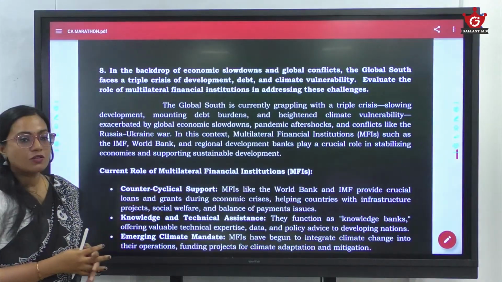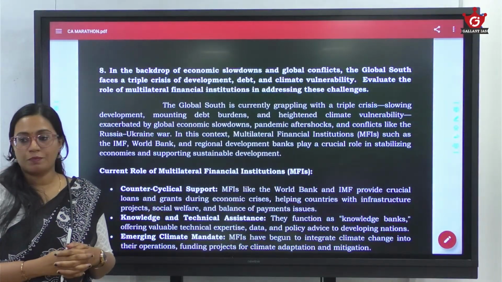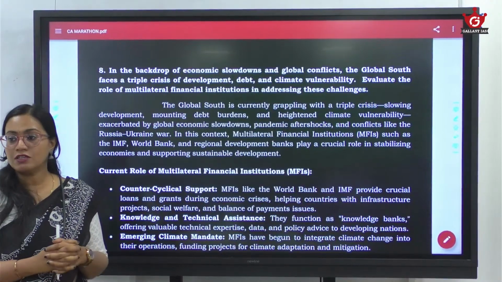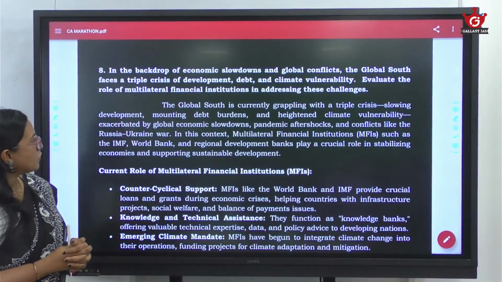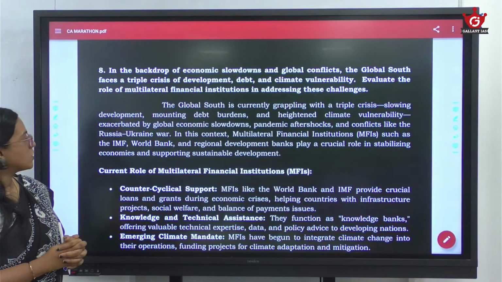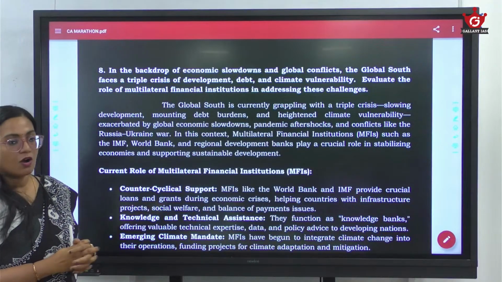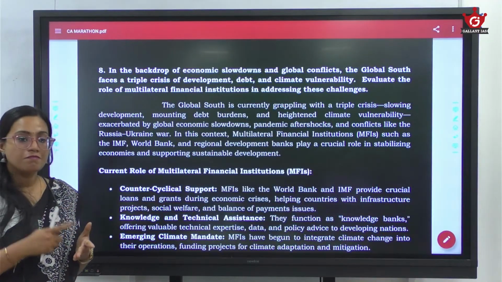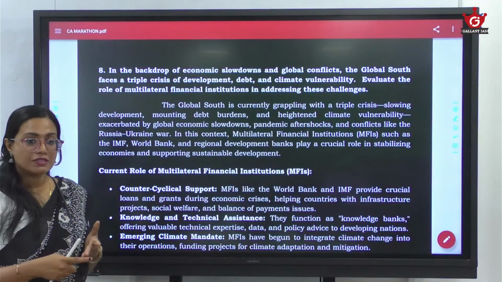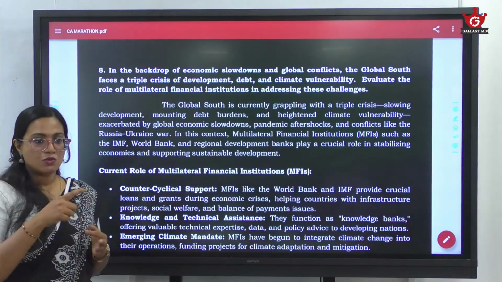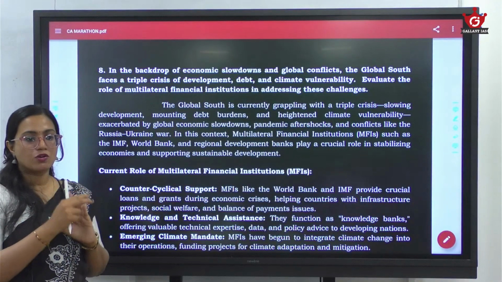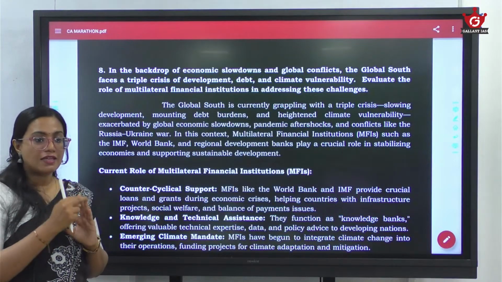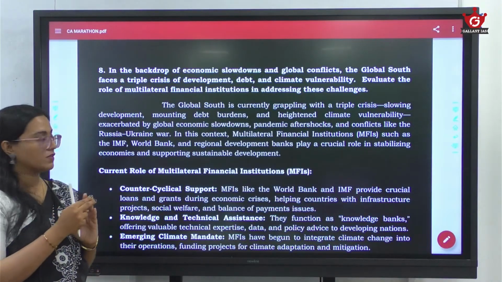Now, Global South is also a very important topic because India is emerging as a leader of the Global South. In the backdrop of economic slowdowns and global conflicts, the Global South faces a triple crisis of development, debt, and climate vulnerability. So the crisis is also mentioned in the question. You don't have to think about all the other challenges. So focus only on these three challenges and then support your answers with the points.